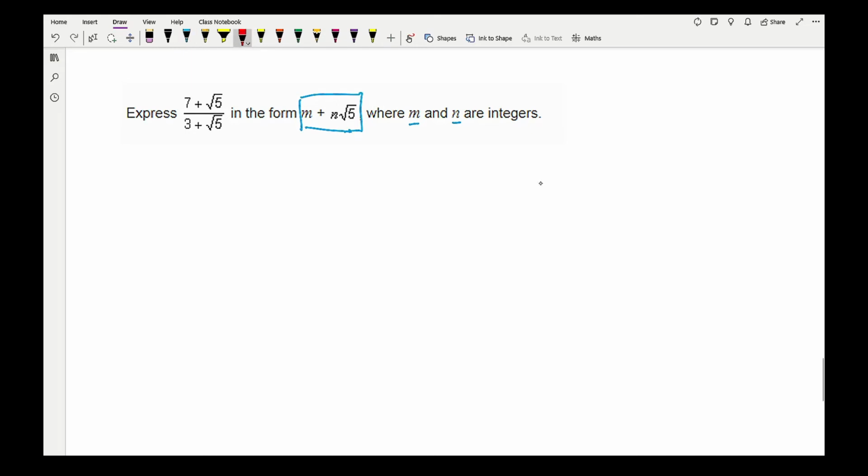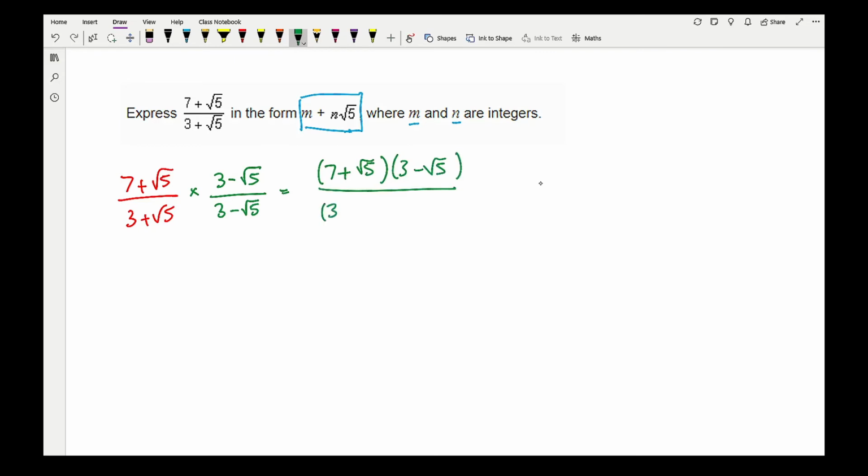From this, we've got 7 plus root 5, so I'm just going to write out the question again. I'm then going to multiply this by the denominator, reversing the sign. So I've got 3 minus root 5 over 3 minus root 5. That then becomes 7 plus root 5, 3 minus root 5, over 3 plus root 5, and 3 minus root 5. Now again, if you're not comfortable with working with double brackets and surds, there's another video which goes through how we do this. But it's virtually exactly the same as when we're dealing with algebra.